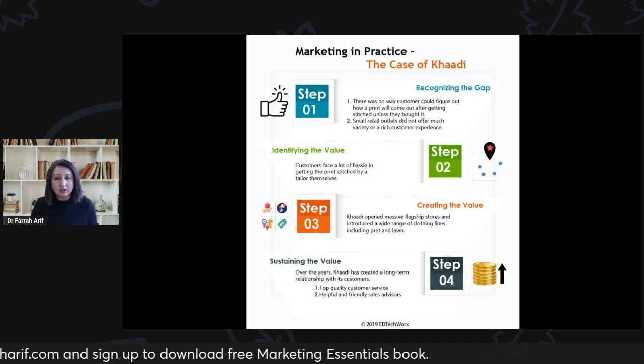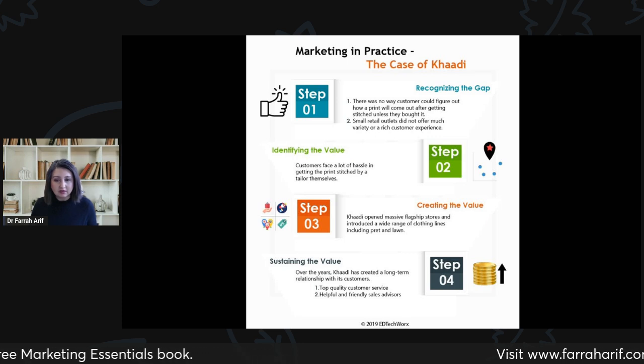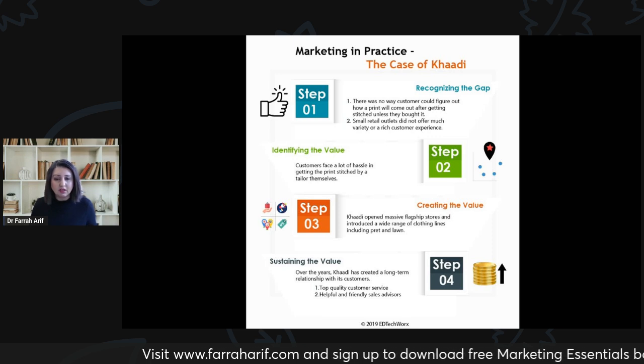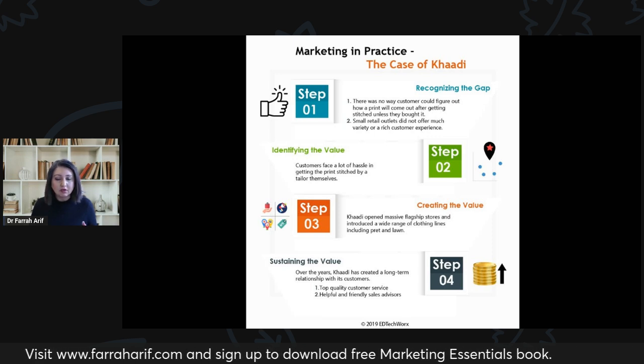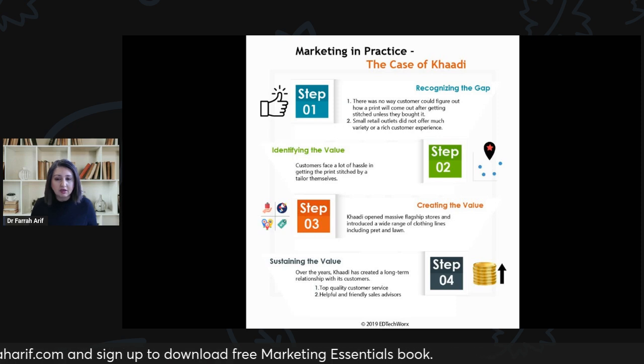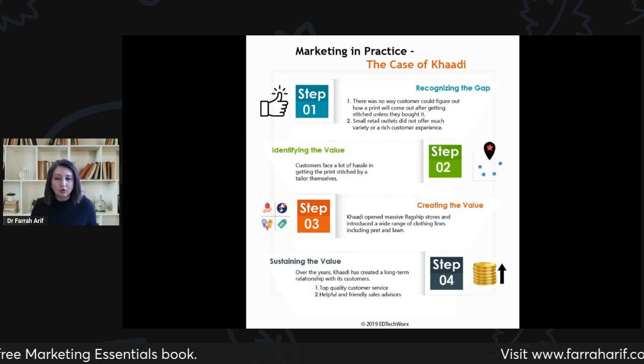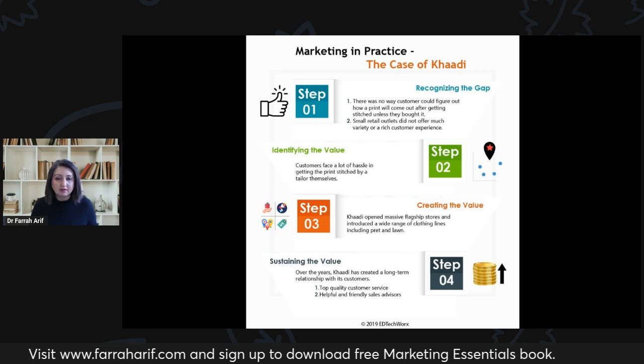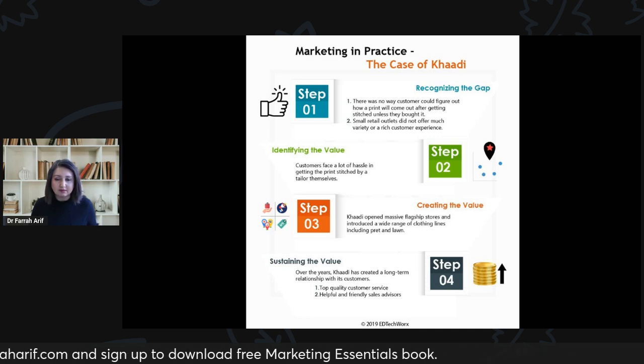Now you cannot create the value unless you know who the people you are targeting are. So customers who face a lot of hassle in getting the print stitched by a tailor themselves would become the target market of Khadi. And then Khadi will create the value through its four P's. For example, Khadi will open up massive flagship stores with good quality pret wear, which is already stitched material, and with excellent customer experience and services.